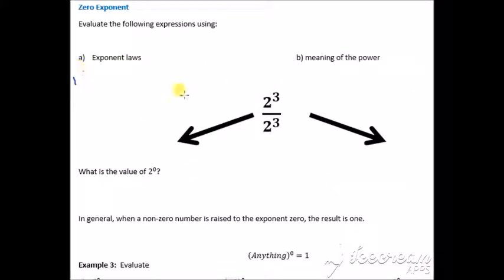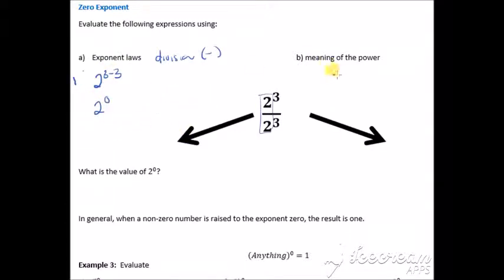All right, let's talk about zero exponents. So we're going to evaluate the expressions using first exponent laws. Because we have the same base, we can take the base and use division. We're going to subtract the exponents. So 3 minus 3, we get 2 to the 0.